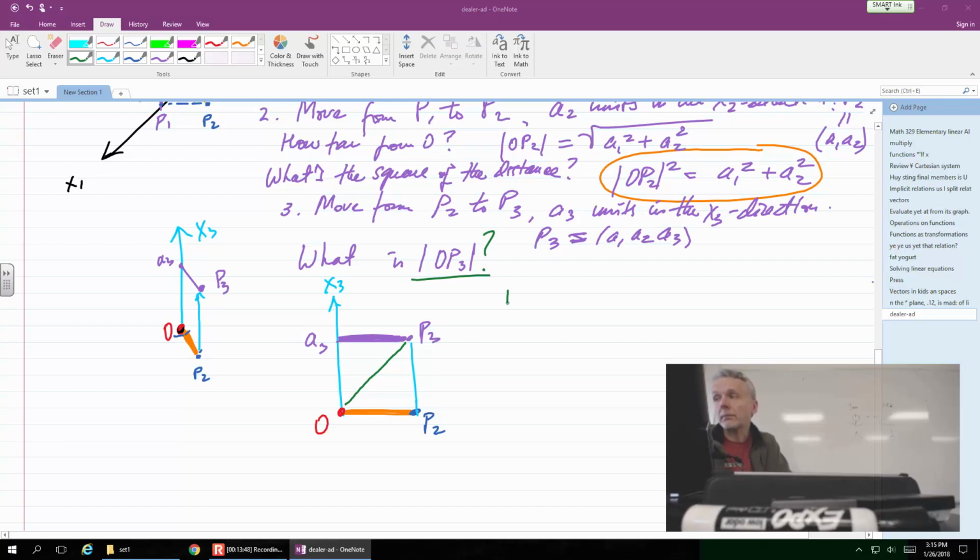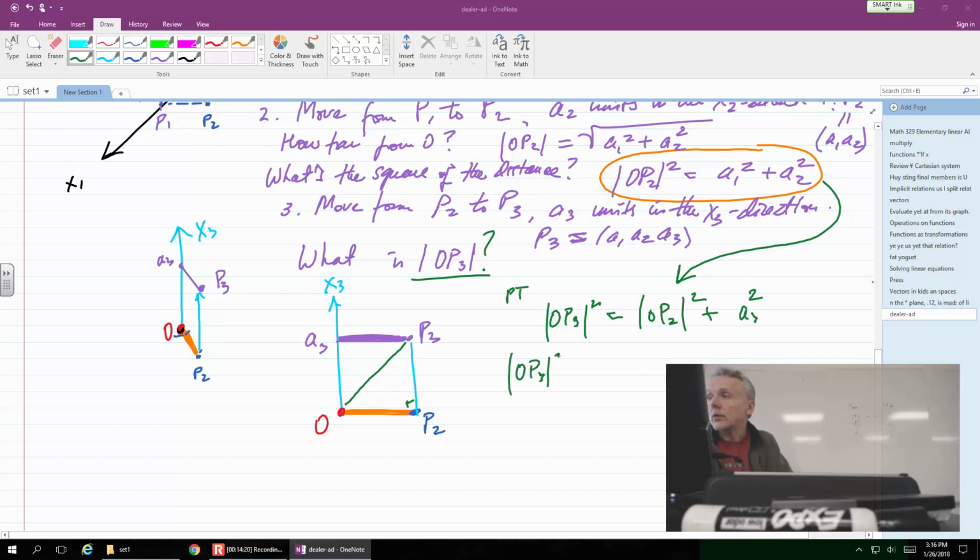So, Pythagorean Theorem, as always, so OP3 squared is equal to OP2 squared, right? One side, this is the right triangle, plus A3 squared. I don't need absolute values, okay? And then what do I do? I substitute, right? So substitute this in order to simplify things, and it does simplify. So OP3 squared is equal to A1 squared plus A2 squared plus A3 squared.